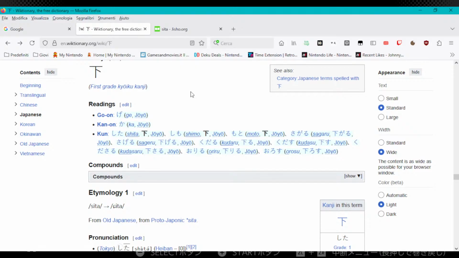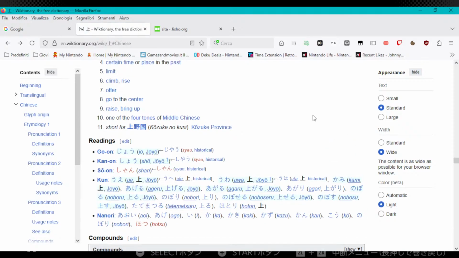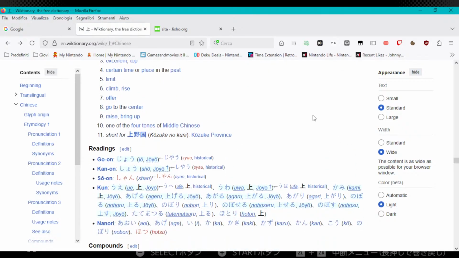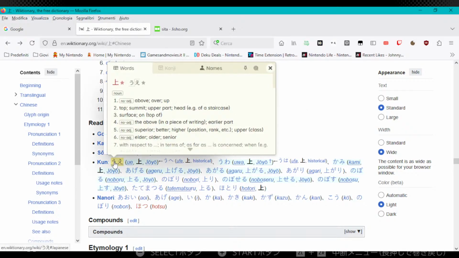And then the more common onyomi, ka. Let's go back. In this case, the onyomi, the one you'll usually hear is jo. And then we technically have a lot of kunyomi, but we'll see only some. Ue, the most important one, also an accented, above, over, up, and then also top, summit, and so on.